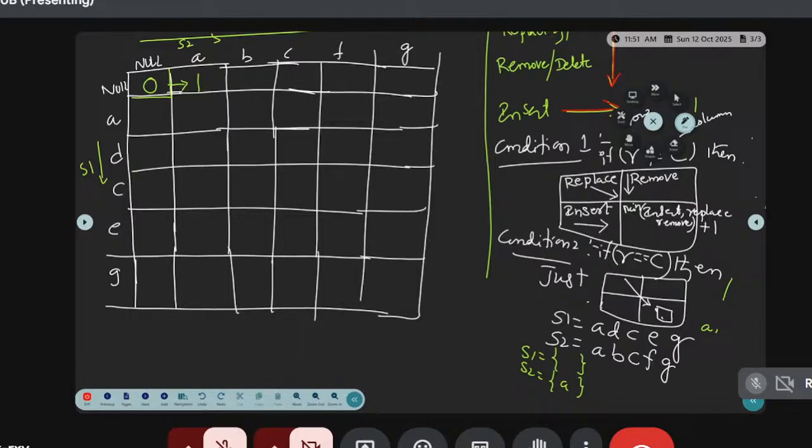So null to null only. Now it is only one A. Now I want to convert to B also. Now the string becomes AB. The string becomes AB.